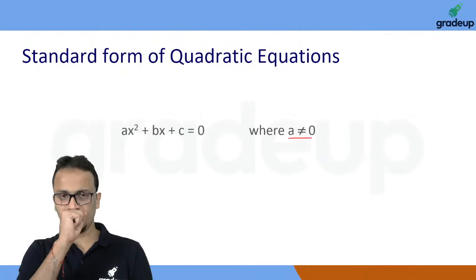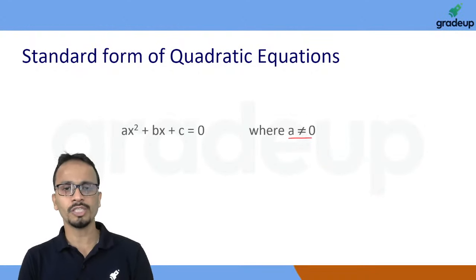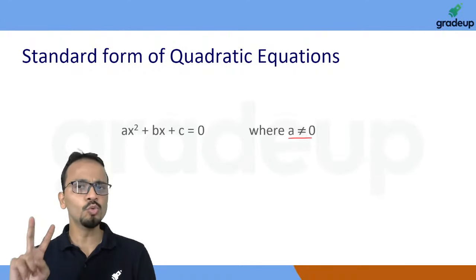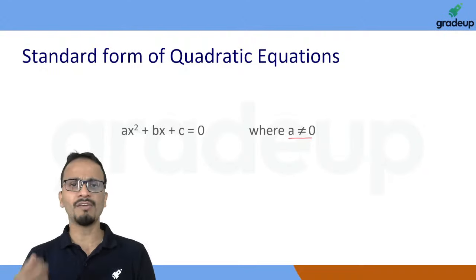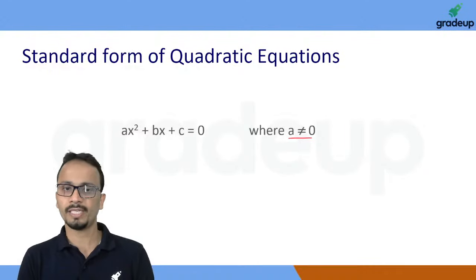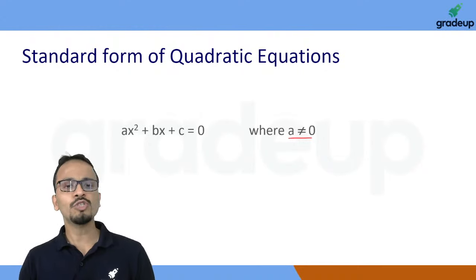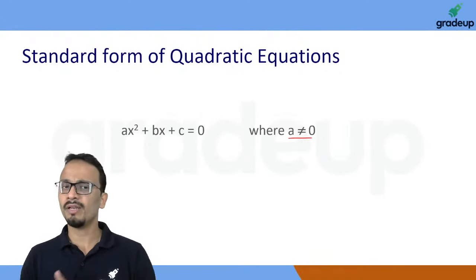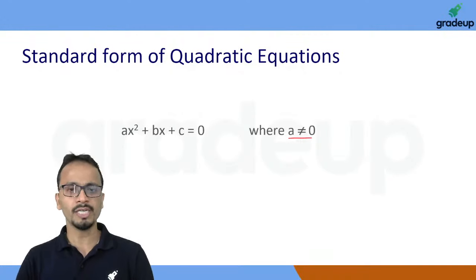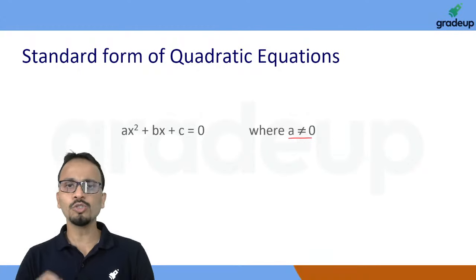Now, if I talk about the number of solutions of any quadratic equation, generally we have two solutions for a given quadratic equation. That means generally we have two values of x. The nature of these values of x will depend on a lot of parameters that we are going to cover next in this lecture. First of all, let us look at some of the methods that we can use to calculate the values of x.